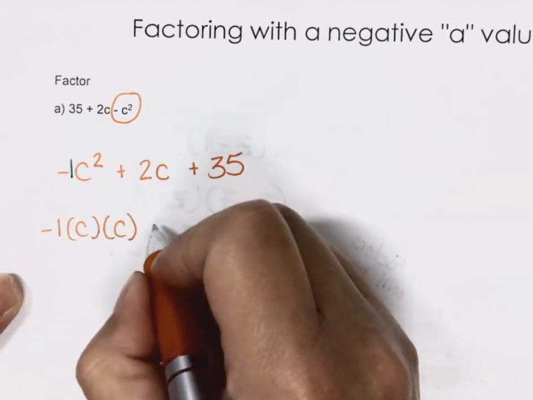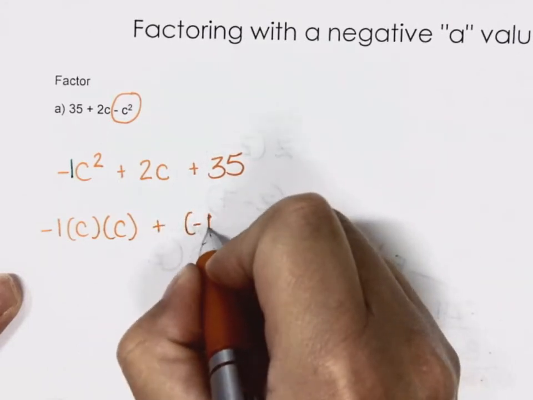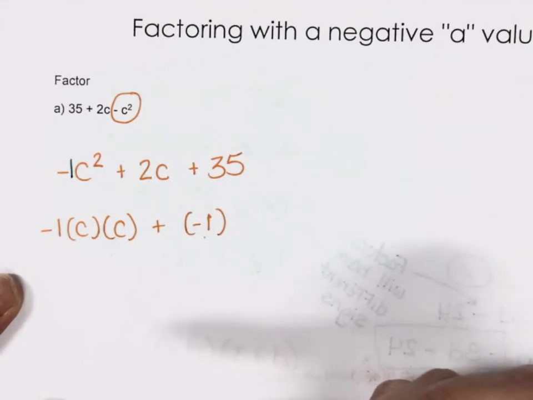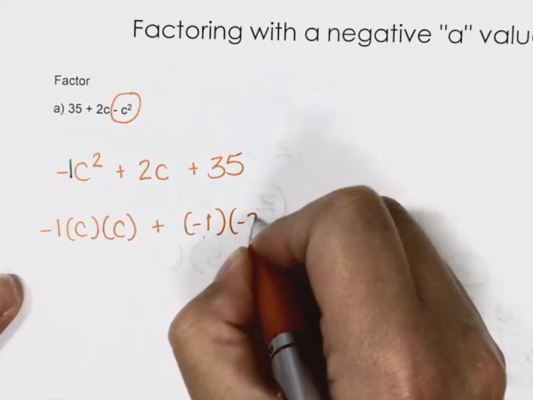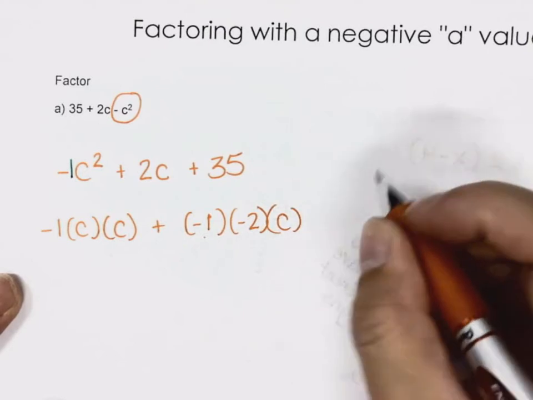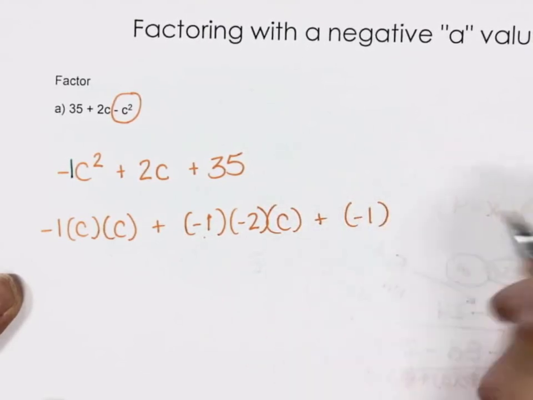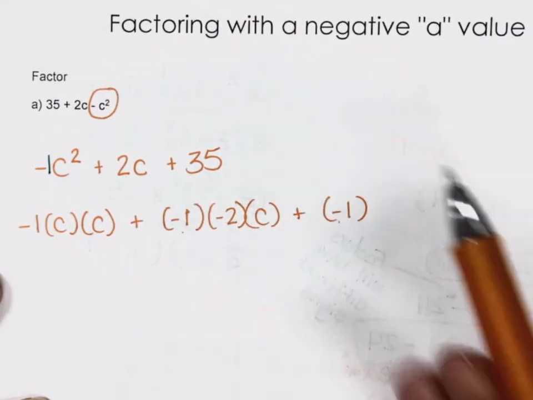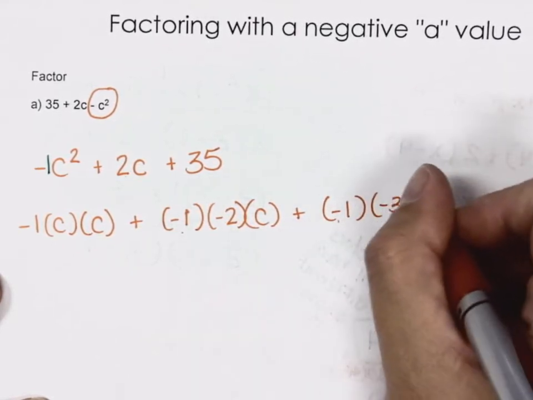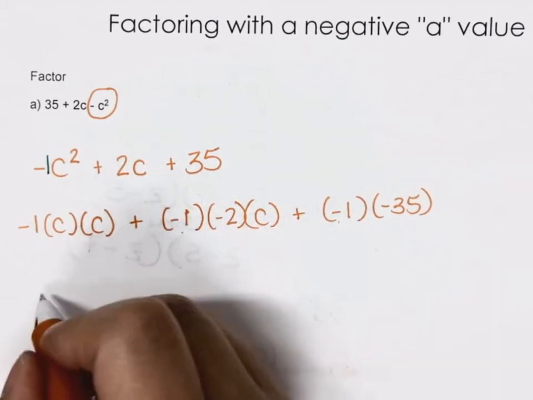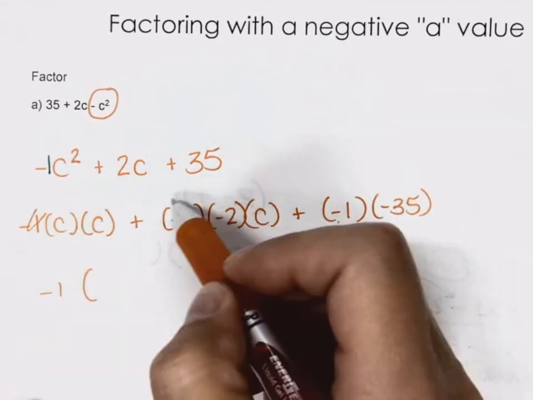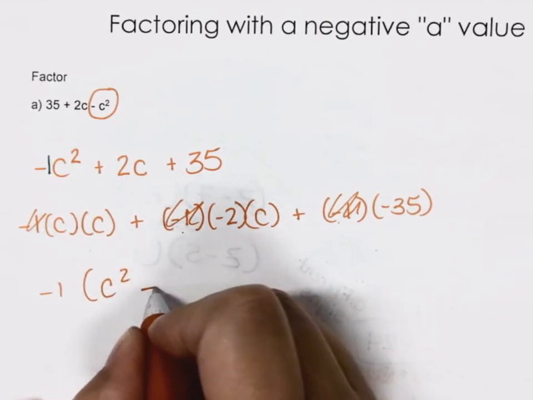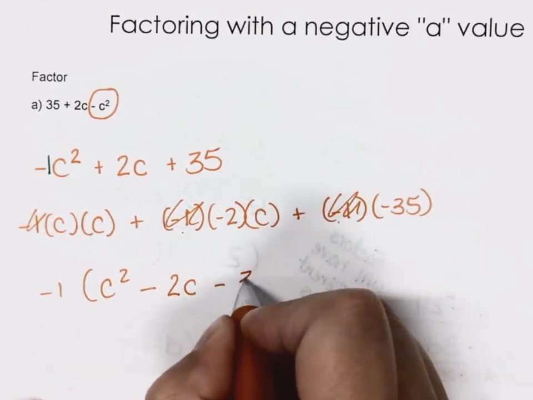So if I want to take out a negative 1, and this is c by c, what do I have to multiply negative 1 by to get it to a positive 2? Negative 2. And that's times c. And then if I want to take out a negative 1 again from the 35, what do I have to multiply negative 1 by to get it to a positive 35? Okay. So we're going to take a negative 1 out of everything. And so I'm left with c squared minus 2c minus 35.